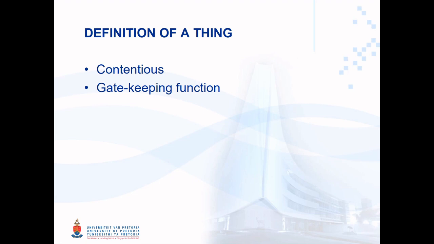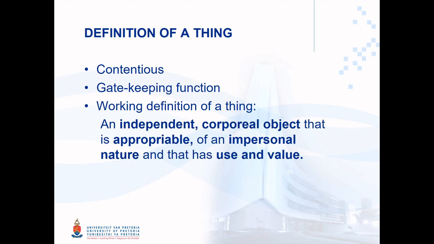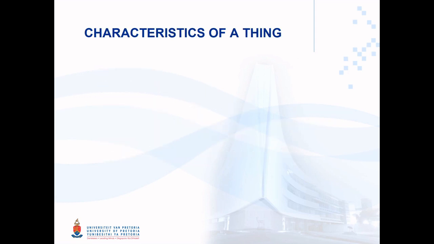So we've indicated that it's this gatekeeping function that has sort of forced scholars to in some way agree on a working definition. Now, what is this working definition of a thing? The working definition is that a thing is defined as an independent corporeal object that is appropriable of an impersonal nature, meaning it is outside of the human body and that has use and value.